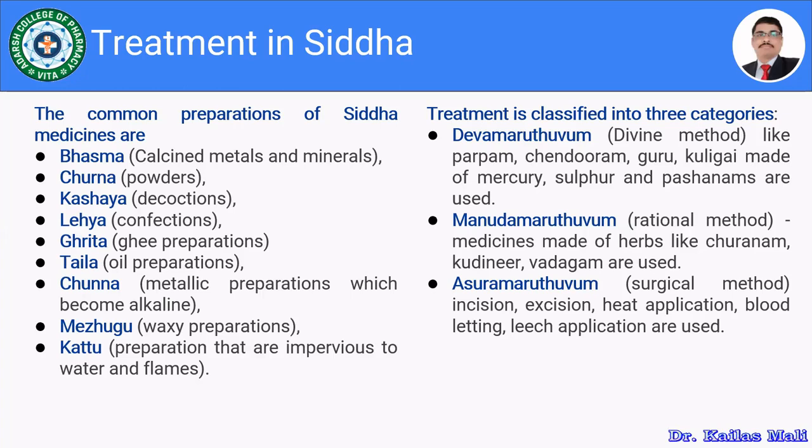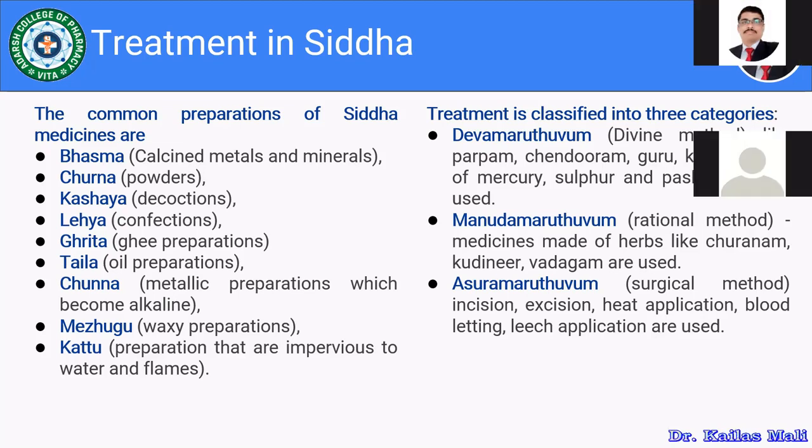So Deva Maruthuvam is the divine method. Manudha Maruthuvam is the rational method. Asura Maruthuvam is the surgical method. In the case of Asura Maruthuvam, we are using incision, excision, heat application, bloodletting, and leech application, which are used in the treatment by the Siddha.